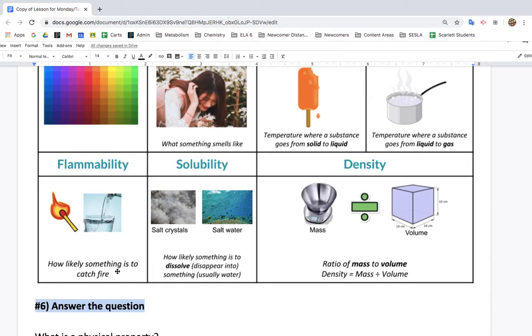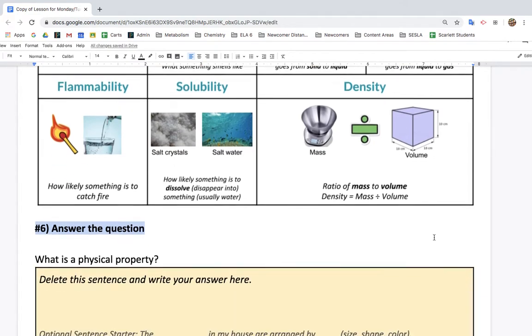Flammability, how likely it is to catch fire. So like water is not very likely to catch fire. It has low flammability, but a match is very likely. Solubility, how likely something is to dissolve or disappear into something, usually water. So like salt can dissolve or disappear into water. And density, which is the ratio of mass, which is kind of like how much something weighs, but not quite, divided by volume, or how much space something takes up, how big it is.